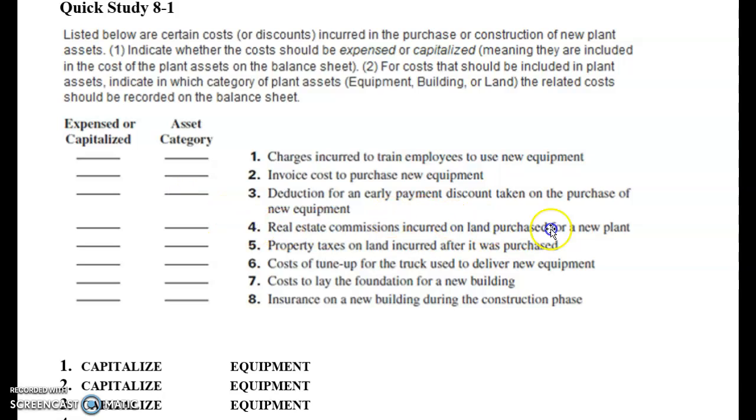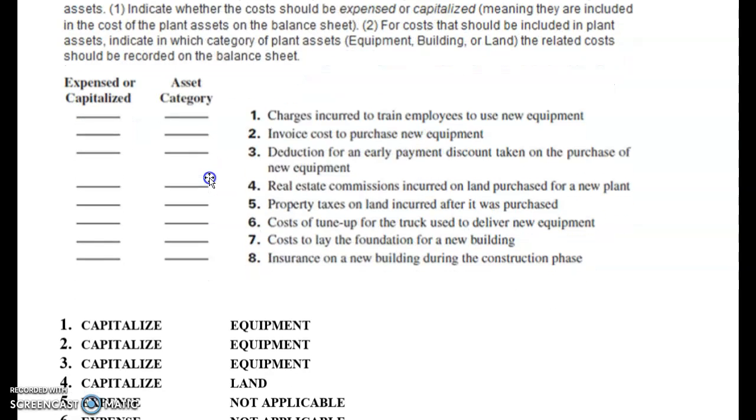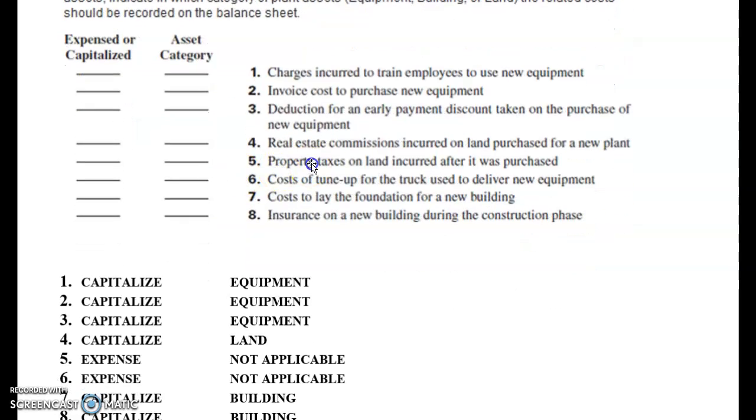Real estate commissions incurred on the purchase of land for the new plant. Land is not depreciated, by the way, but it doesn't change anything that we're answering on this question. We still capitalize the real estate commission, and it's an asset category called land, and we know land is not depreciated. Once more, property taxes on land incurred after it was purchased, that's an expense, it's not an asset. It's an expense item, so it's not applicable.